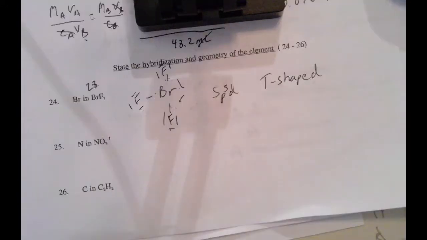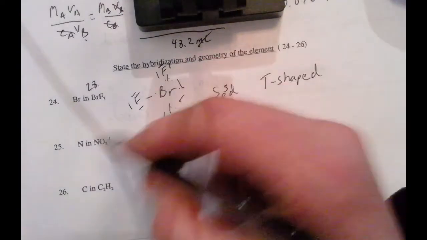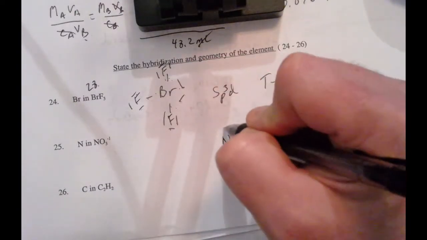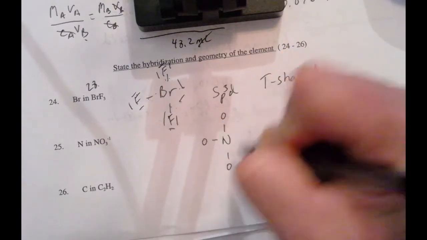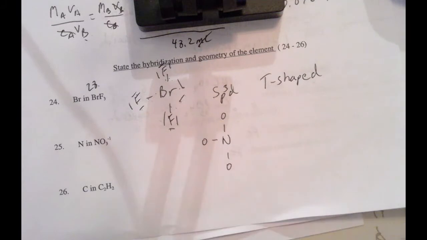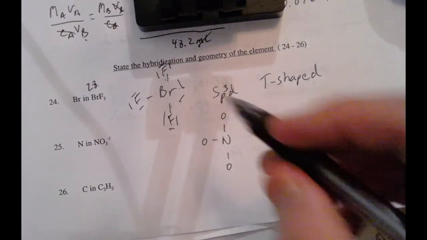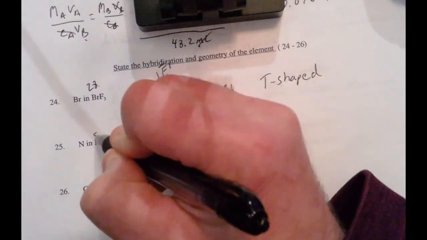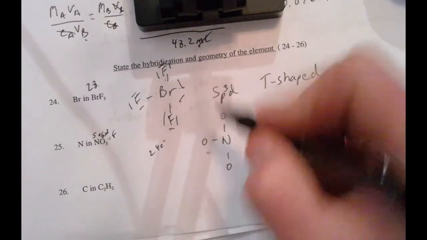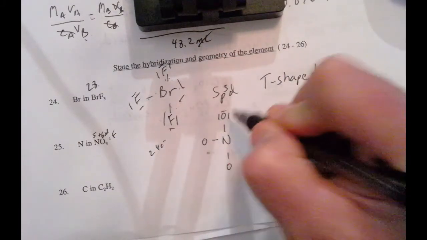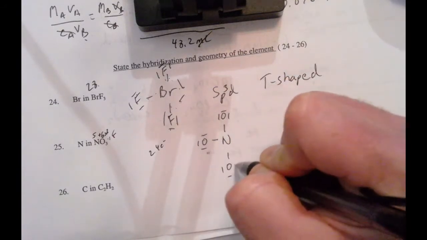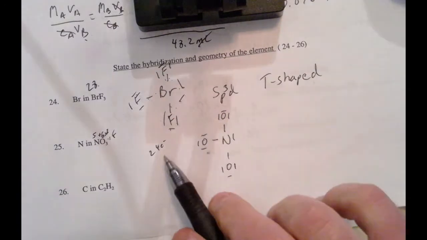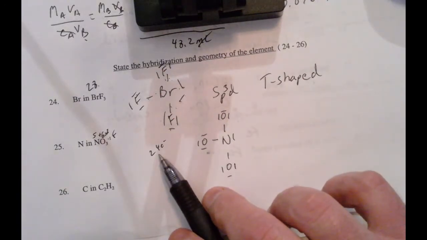Easy enough. So here we have nitrogen. Nitrogen is in the center. I'm going to put it over here a little bit so I have more room. NO3. We have 5 plus 3 times 6. It's 23. So it's 23, but this -1 means we need to add 1, so that gives us 24 total. There's 2, 4, 6, 8, 10, 12, 14, 16, 18, 20, 22, 24, 26. We are 2 over this number, so that means we need a double bond.